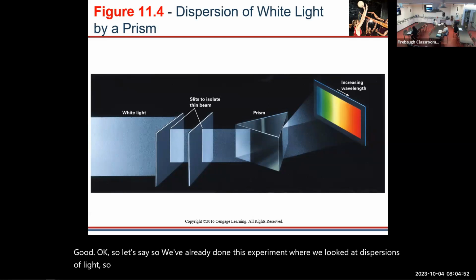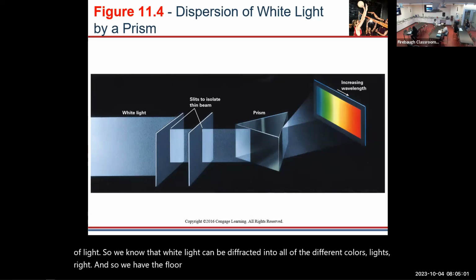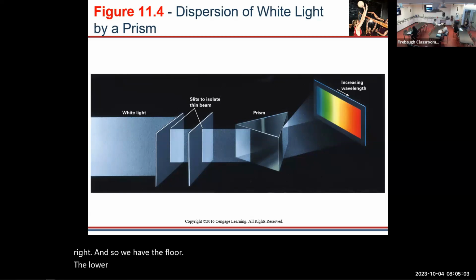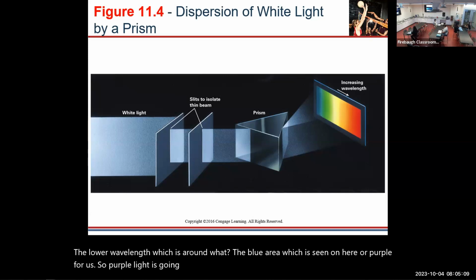So we've already done this experiment where we looked at dispersions of light. So we know that white light can be diffracted into all of the different colors of light, right? And so we have the lower wavelength, which is around the blue area, or purple for us. So the purple light is going to be about 300 nanometers.